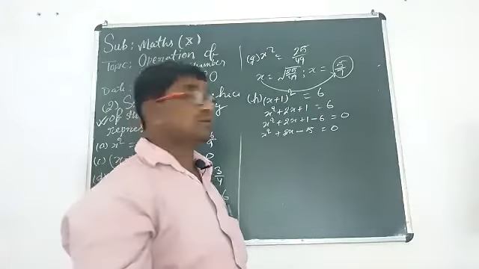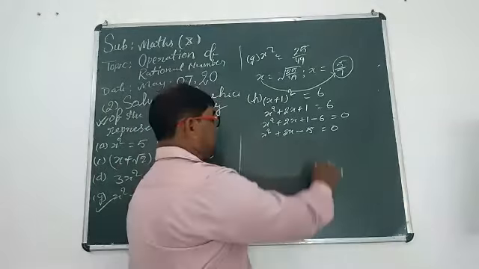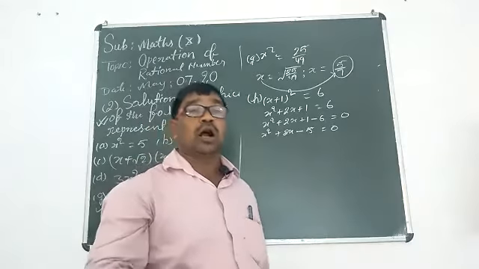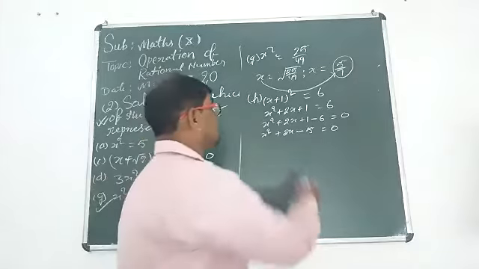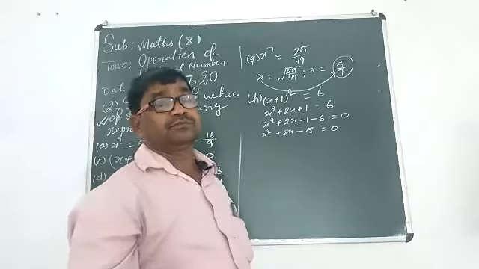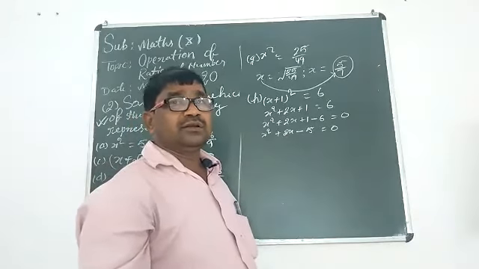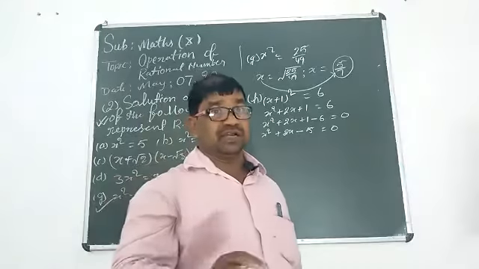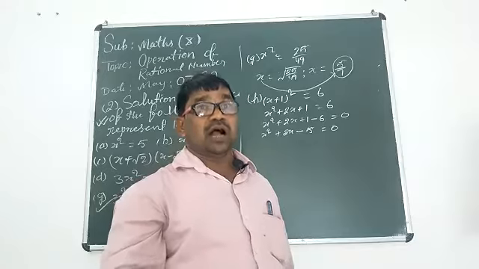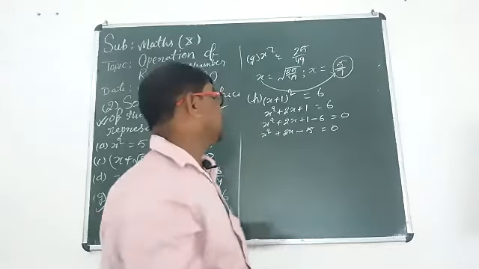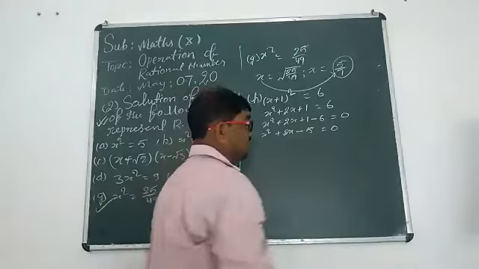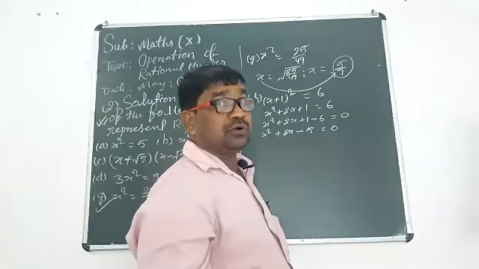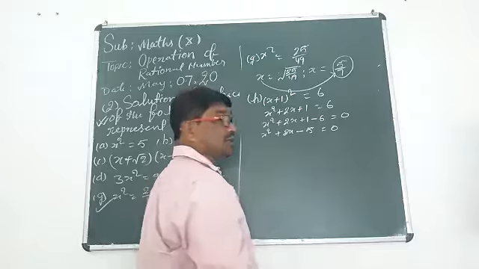Do you know? Think seriously. X square plus 2x minus 5 equal to 0. Now how you can solve this quadratic equation? After finding the factors. How you can factorize this? Middle term splitting, do you know?